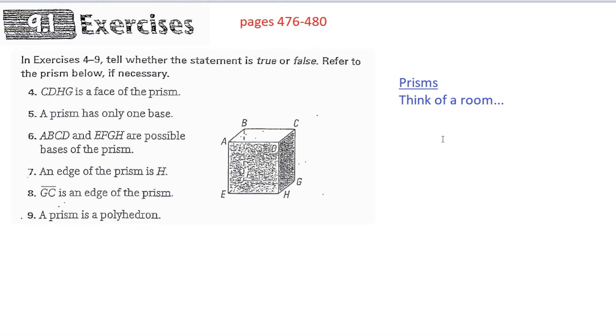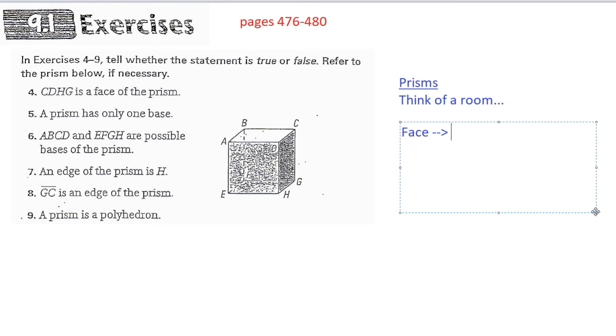But there's three things we can talk about. The first thing they mention here, number 4, they talk about a face. And I don't want that underlined or italics. There we go. A face of the prism. That's what number 4 says. It says CDHG is a face of the prism.